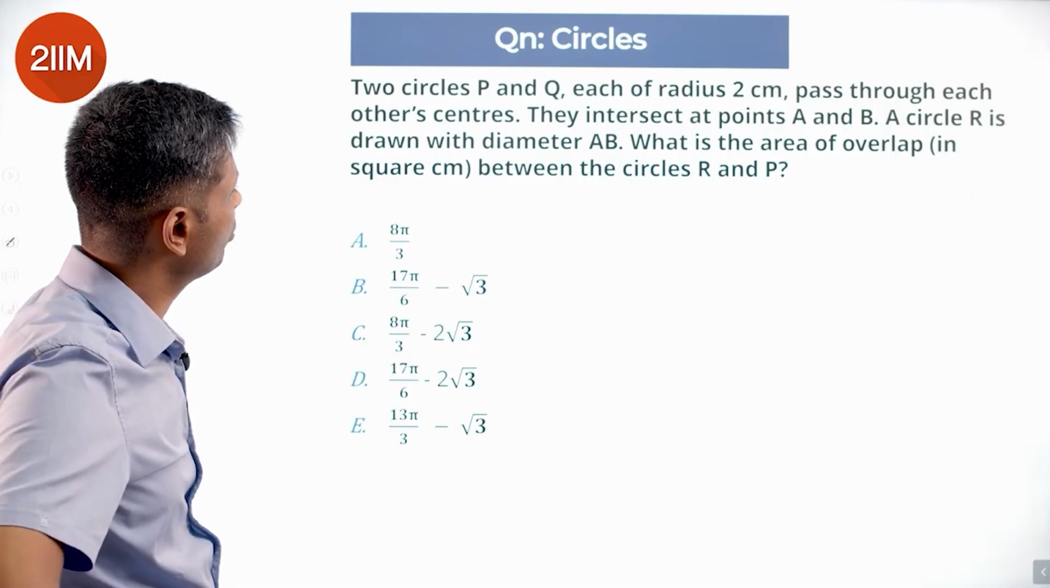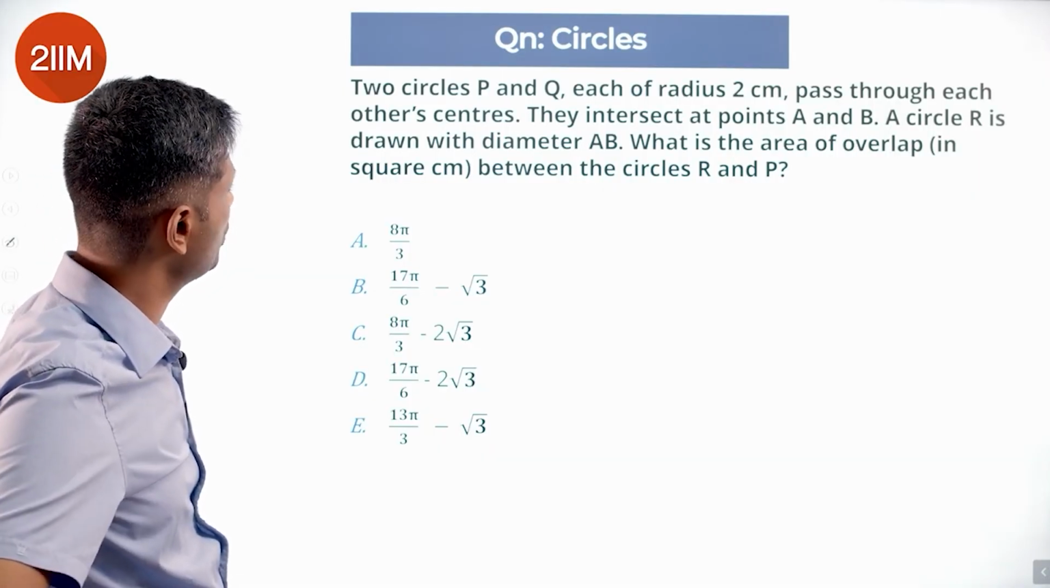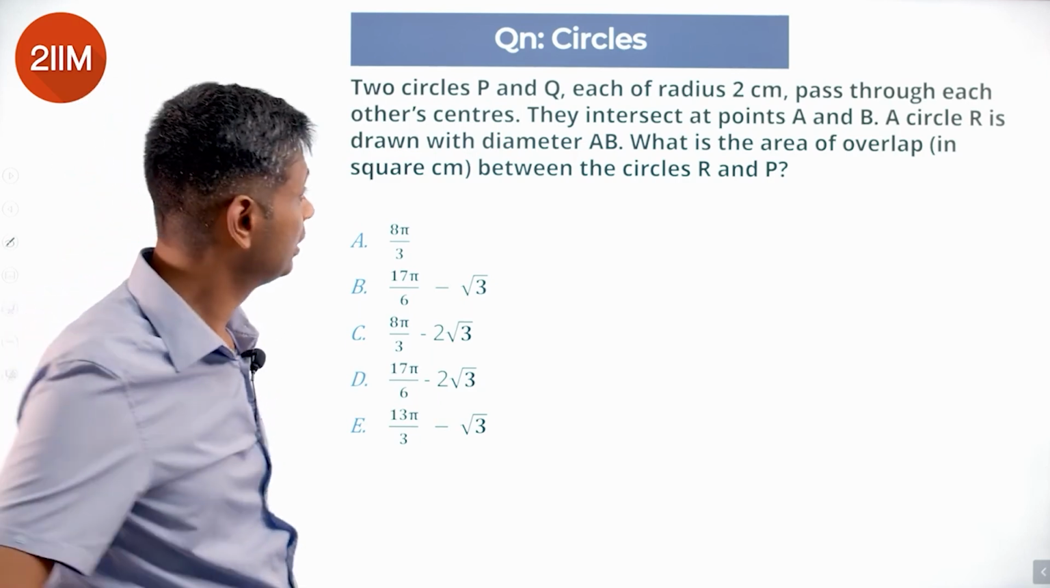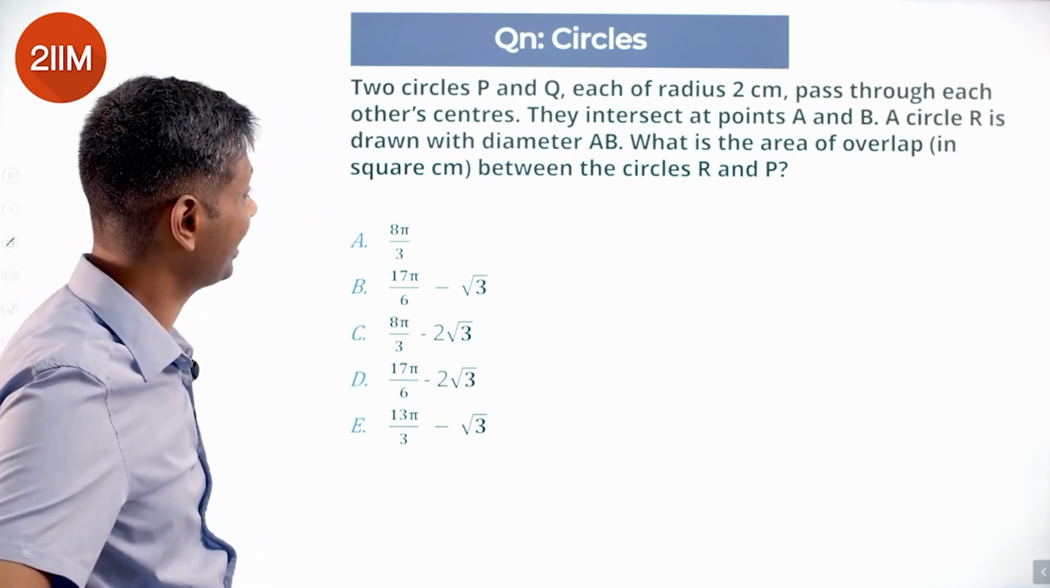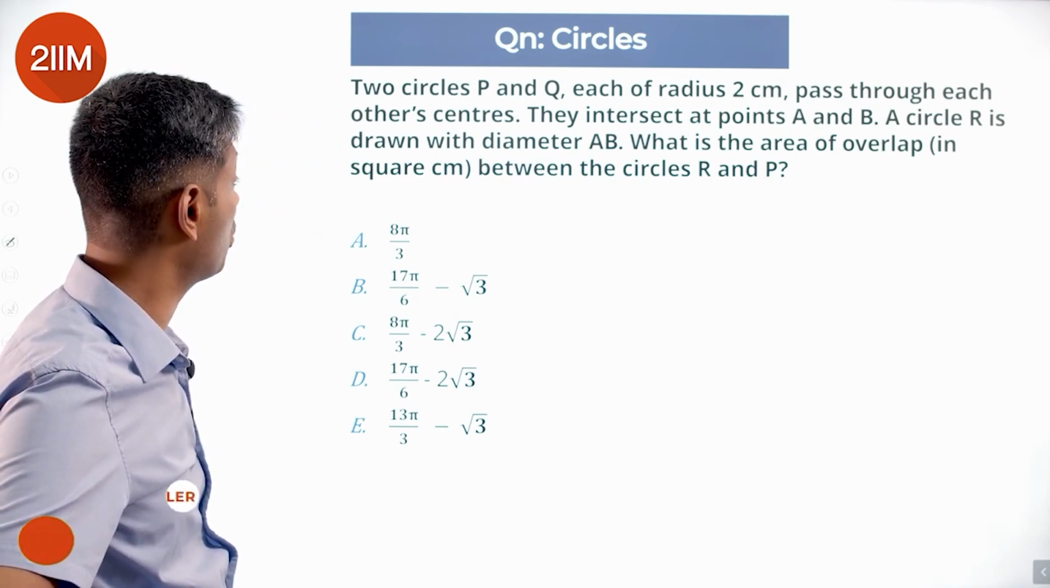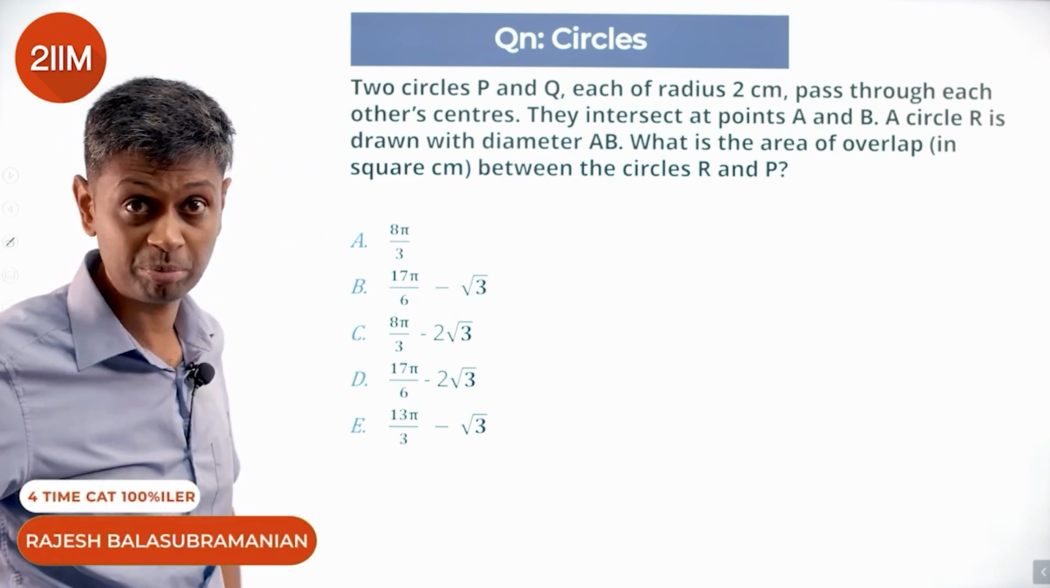Two circles P and Q, each of radius 2 centimeters, pass through each other's centers. Lovely. They intersect at points A and B. A circle R is drawn with diameter AB. What is the area of overlap between the circles R and P?